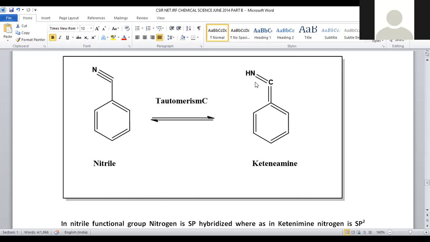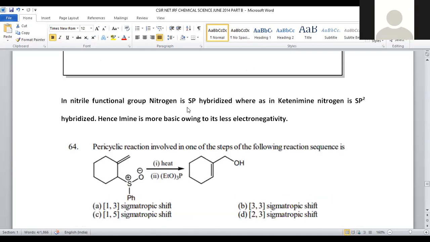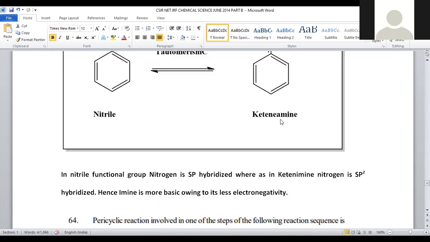When sp2 hybridized, what happens? 33% S character and 66% P character will be there. So that nitrogen is associated with somewhat less electronegativity, and electrons are somewhat freely available for donation. So you can say this ketimine will be more basic when compared to the cyano functional group. This is purely explained based on its hybridization, based on its contribution of S percentage.